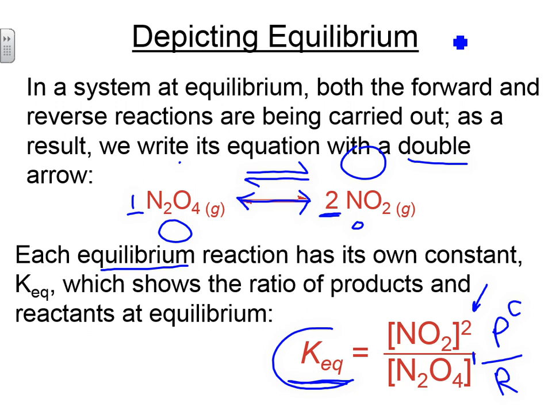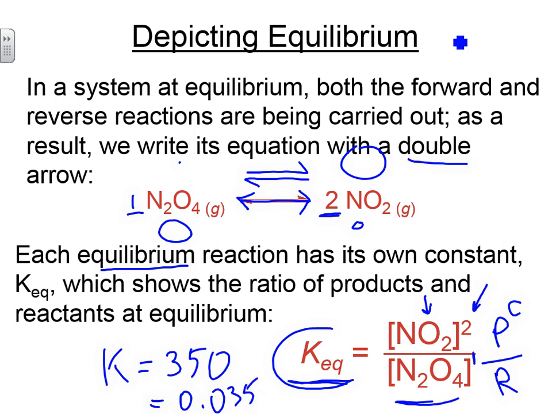So the magnitude, how big K is, for example, if K were 350, what this means is you have a lot of products because the number at the top is big, not a lot of reactants. And if the K is a small number, say if K were to be 0.035, the opposite is true. You have a lot of reactants, a big number on the bottom, not a lot of products. So the K, the equilibrium constant, actually tells you roughly what the situation is like at equilibrium.